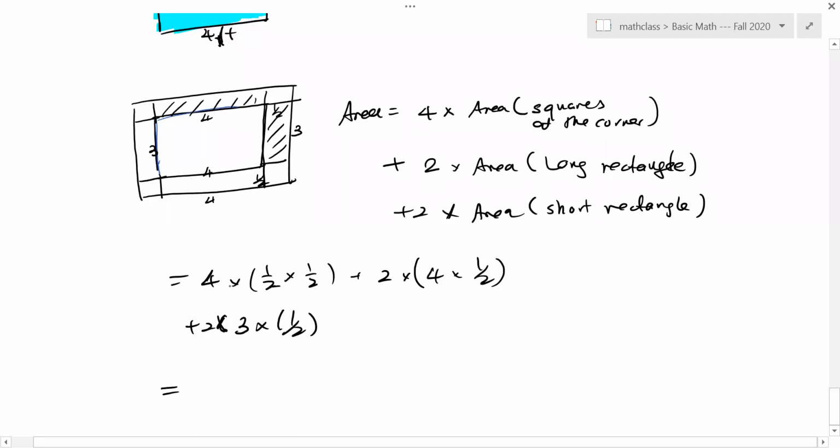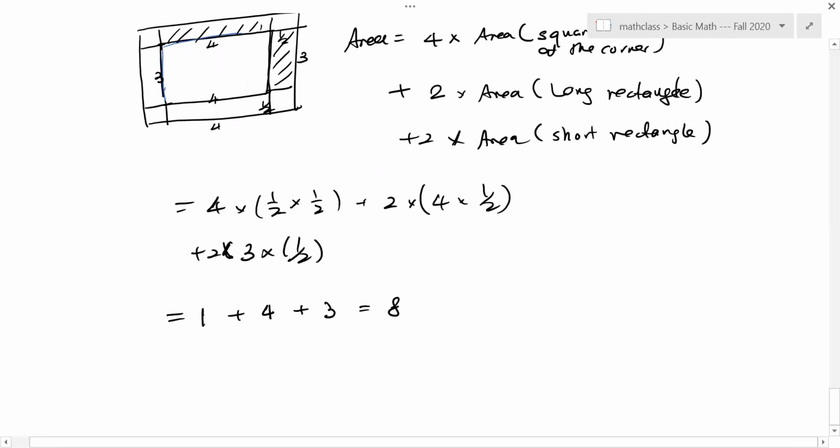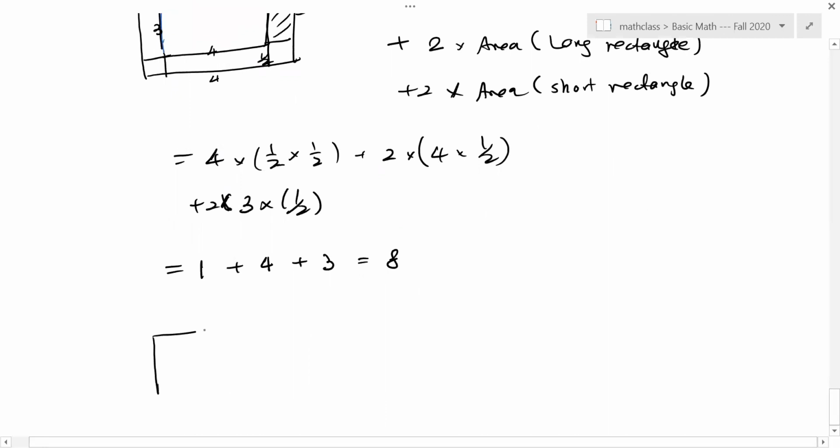The first one, 4 times 1/2 times 1/2, is 1. The second one is a 4. And the third one, the 2 cancels out, it's a 3. So the total is 8. Okay. That's a very natural way to do it. But there's another good method, which is to use subtraction.